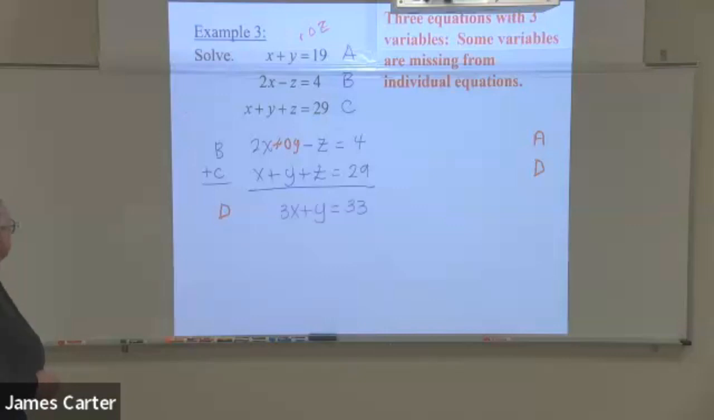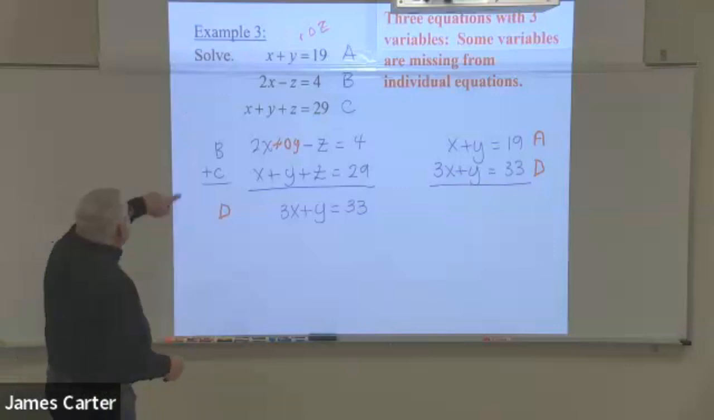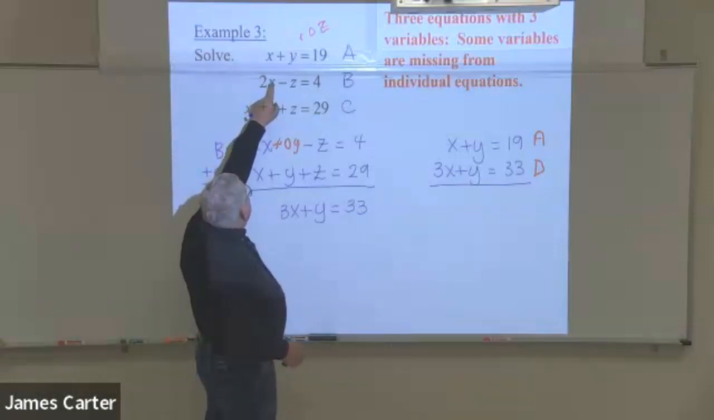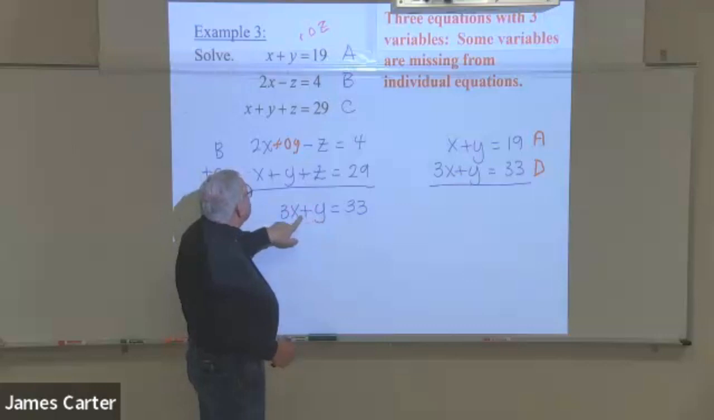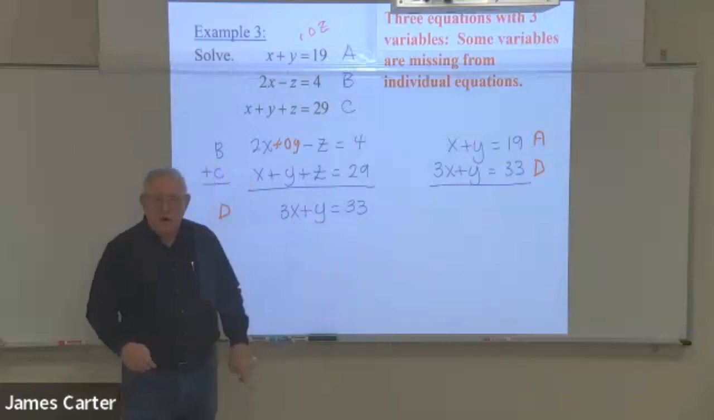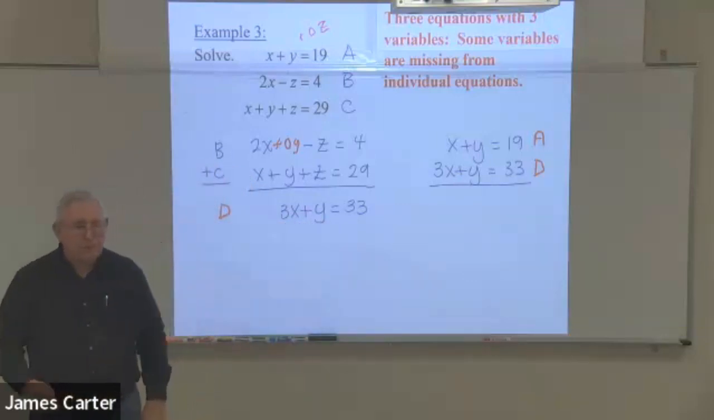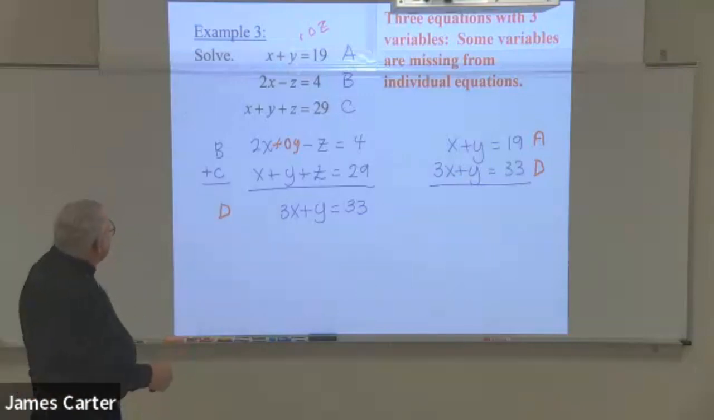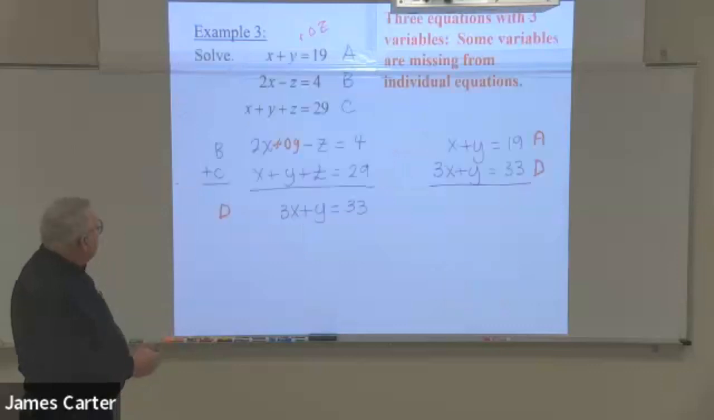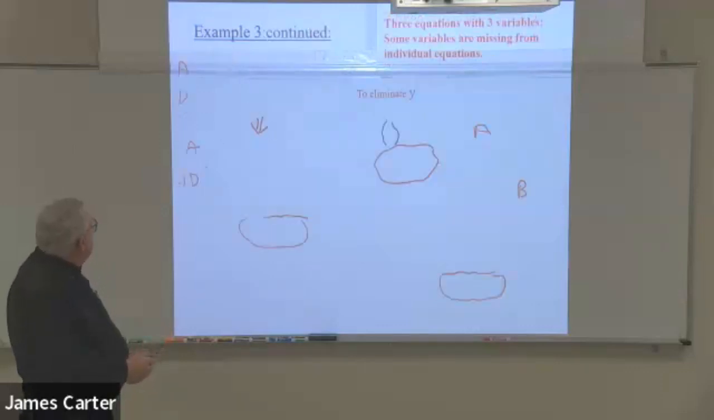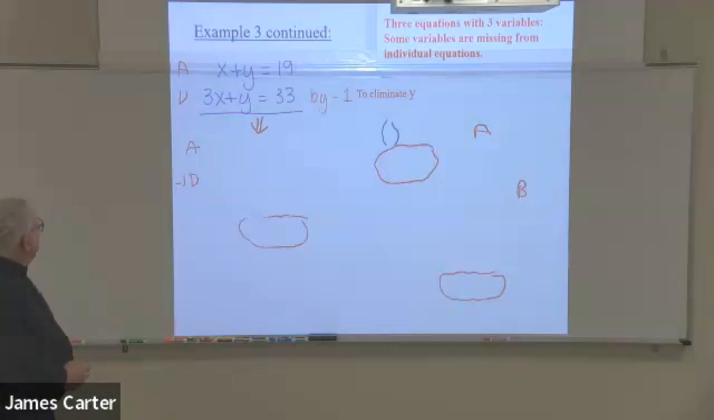Okay, so I get 3x plus y equals 33 for equation D. Now, because in equation A, I only had x's and y's, I don't need to figure out an equation E, because I've already got two equations that are just x's and y's. So I put those two together. I've got to multiply one of these by a negative.